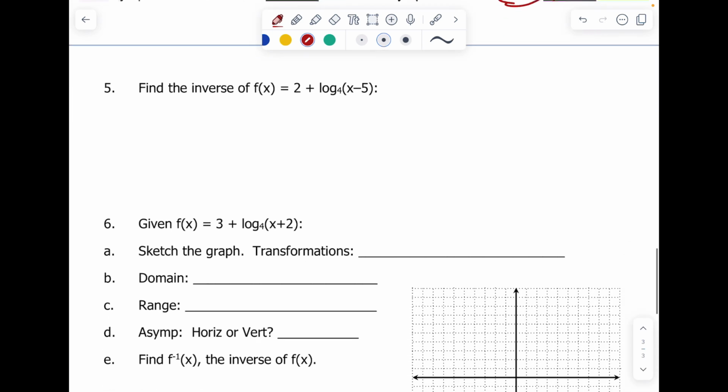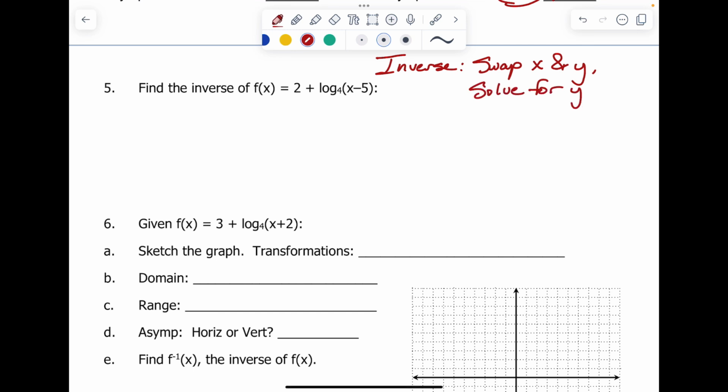All right, let's jump down to 5. Find the inverse. The inverse method has been unchanged this year. To find the inverse, you swap x and y, solve for y, and at the end, you're going to write it as the inverse function of x. So let's do that with this given function.